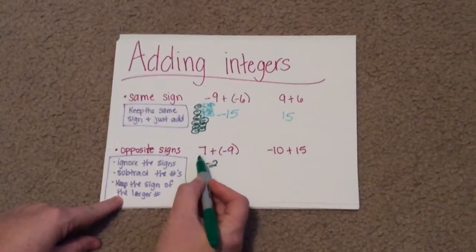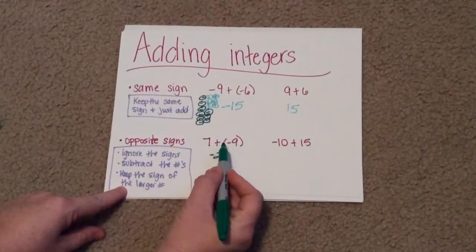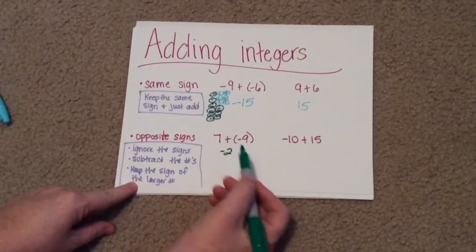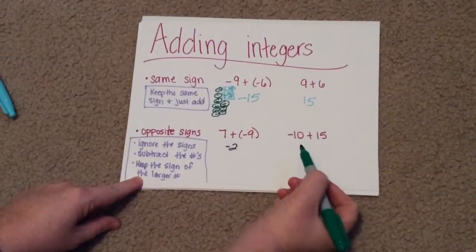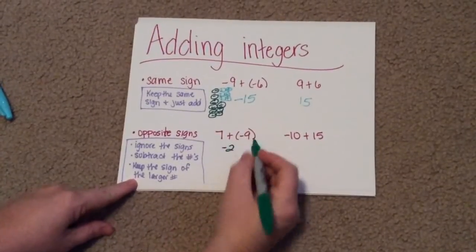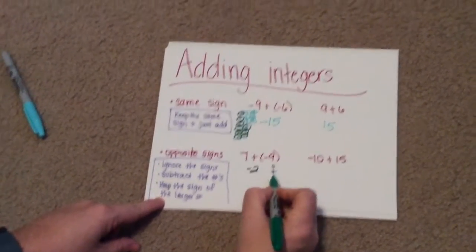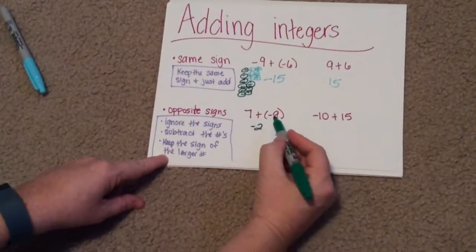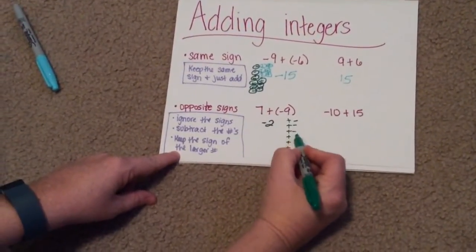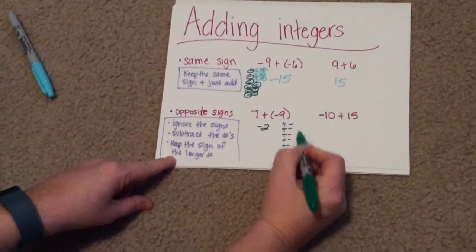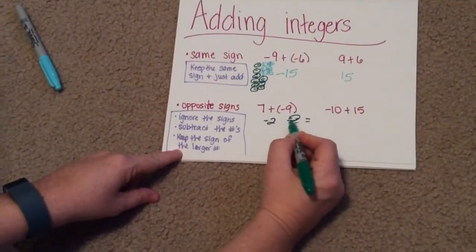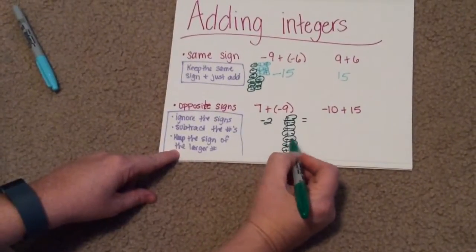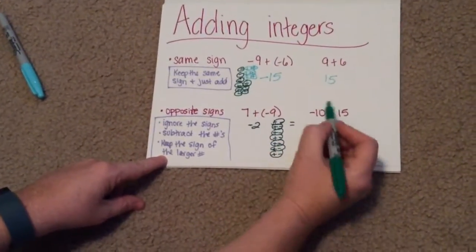And if I did this with models, I would have 7 positives and 9 negatives. Remember, when the signs are opposite, I'm asking how many more negatives there are than positives here. Remember those 0 pairs? So it would be 1, 2, 3, 4, 5, 6, 7. I'm going to have my 9 negatives: 1, 2, 3, 4, 5, 6, 7, 8, 9. And all these are 0 pairs. So the only thing left are those 2 negatives over here.